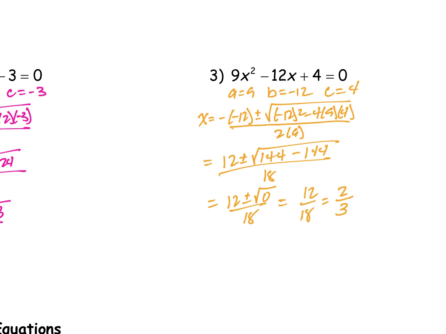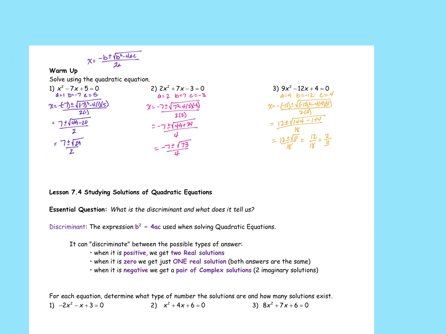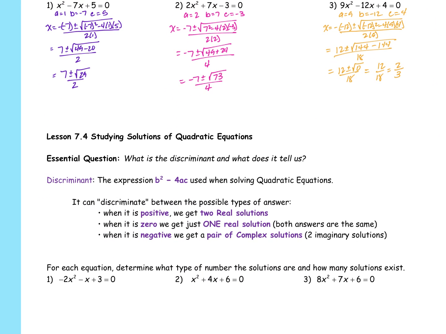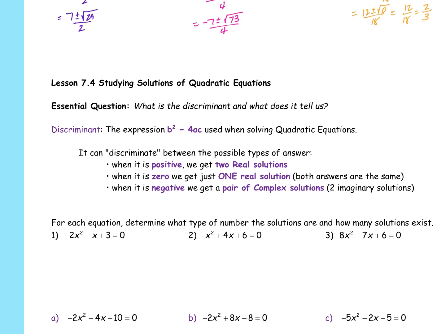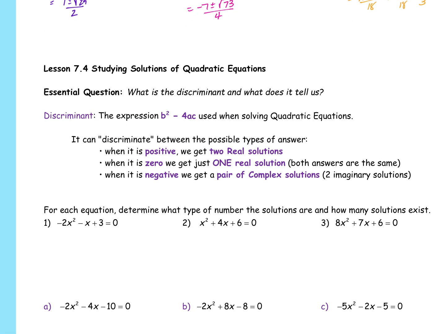Okay, so we're moving on to the last part of this unit, which is the solutions of quadratic equations. So we're just going to talk about the discriminant. And the discriminant is only the part underneath the square root, the b squared minus 4ac. That tells us a whole lot about the type of solution that I'm going to get.